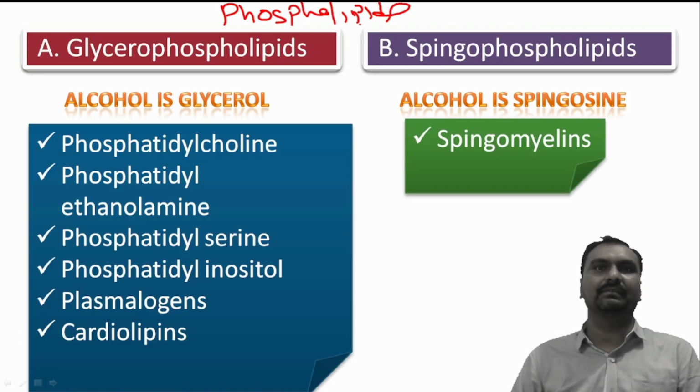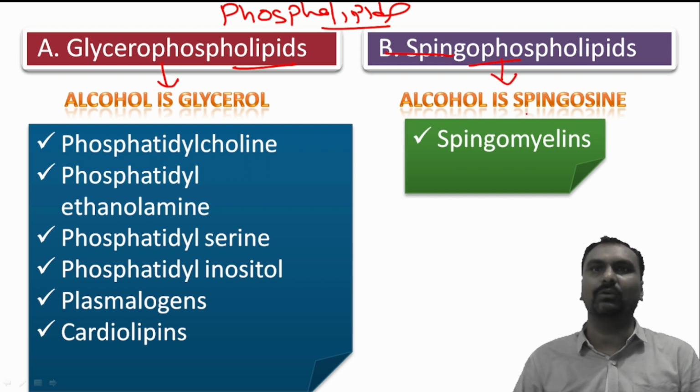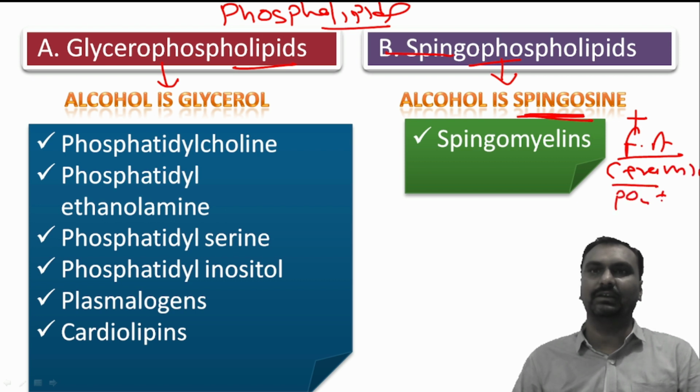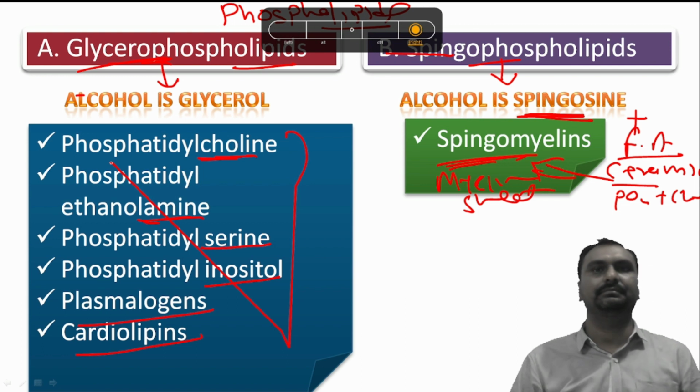So the phospholipids are classified into glycerophospholipid and sphingophospholipid. In glycerophospholipid, the alcohol is glycerol. In sphingophospholipid, the alcohol is sphingosine. To the sphingosine, if a fatty acid is attached, it is called a ceramide. And to the ceramide, if phosphorus and choline group is there, it is called a sphingomyelin, which is an important part of our myelin sheath. In case of glycerophospholipid, the examples are phosphatidylcholine, phosphatidylethanolamine, phosphatidylserine, phosphatidylinositol, plasmalogen, and cardiolipin. So we will see each of these one by one.